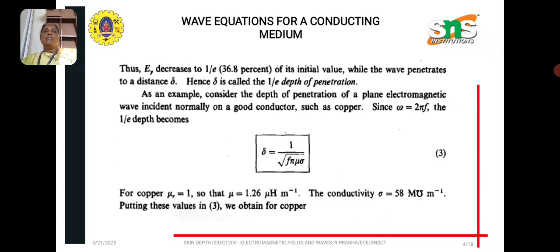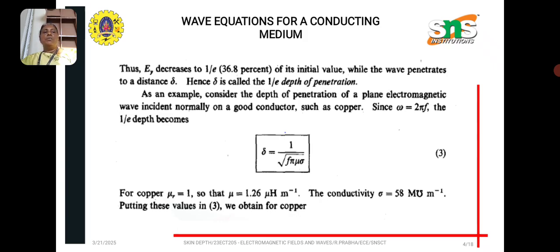For example, consider the depth of penetration of a plane electromagnetic wave incident normally on a good conductor such as copper, and we know angular frequency omega is equal to 2 pi f, and the 1 by e depth or skin depth becomes del is equal to 1 by root of pi f mu sigma. And for copper, mu r value is equal to 1, so that mu is 1.26 micro henry per meter, and the conductivity sigma is 58 mega mho per meter.